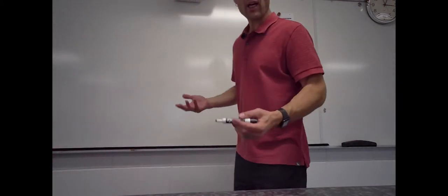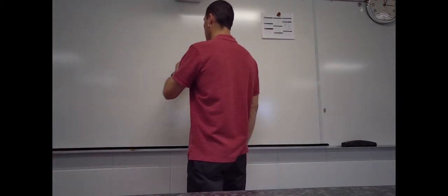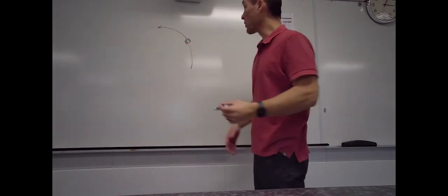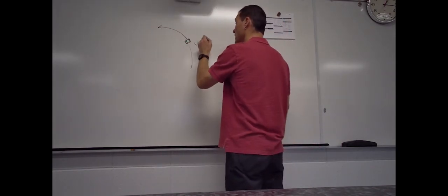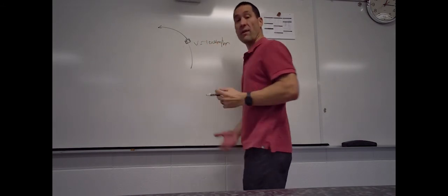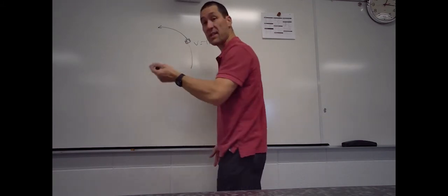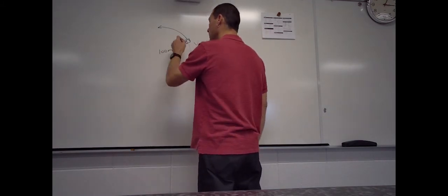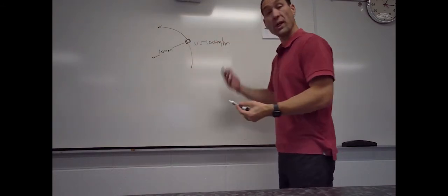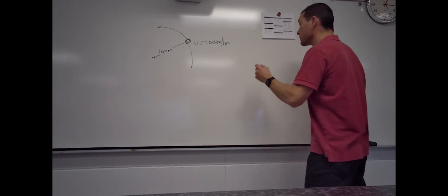All right, let's look at a car. So we have a car traveling in a circular path. We'll say that the car's got a velocity of 100 kilometers per hour, and let's give this a radius to keep it simple. A radius of 100 meters. Right, so we're going to go through, see what variables we have.